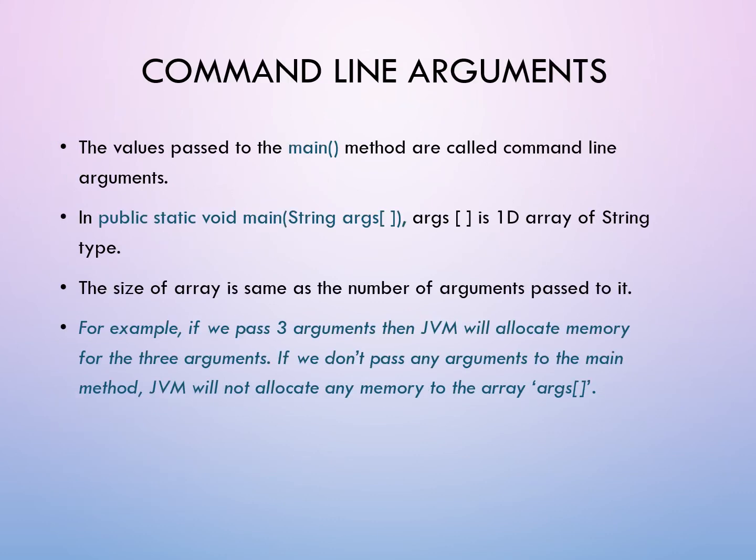Now we come to command line arguments. The values passed to the main method are called command line arguments. We see while writing code that we write public static void main String args. So here args is a 1D array of string data type, and the size of the args array will be the number of arguments passed to it. For example, if we pass 3 arguments to the main method, then JVM will allocate memory for 3 elements, and if we don't pass any arguments to the main method, then JVM will not allocate any memory to the args array.